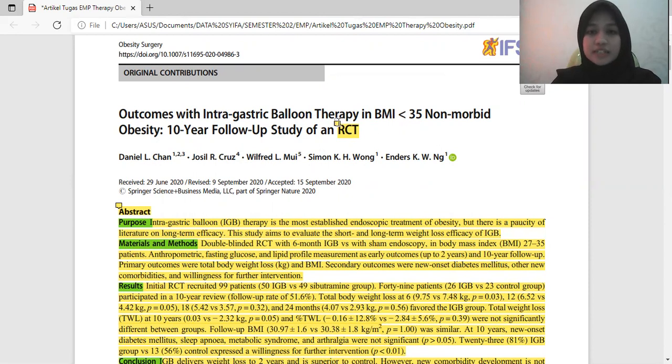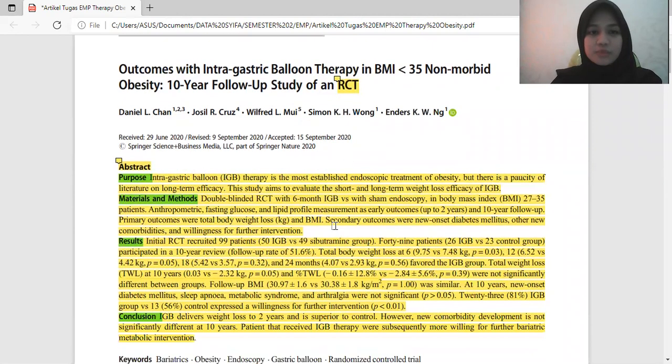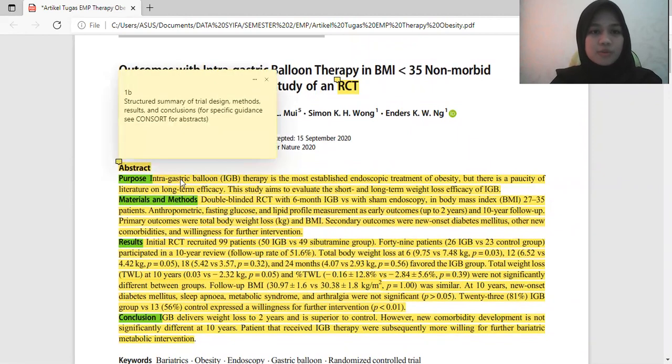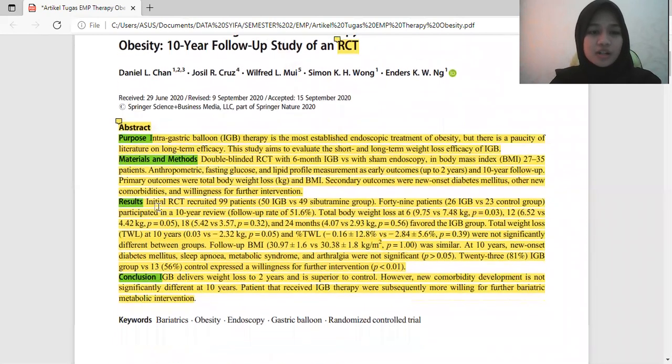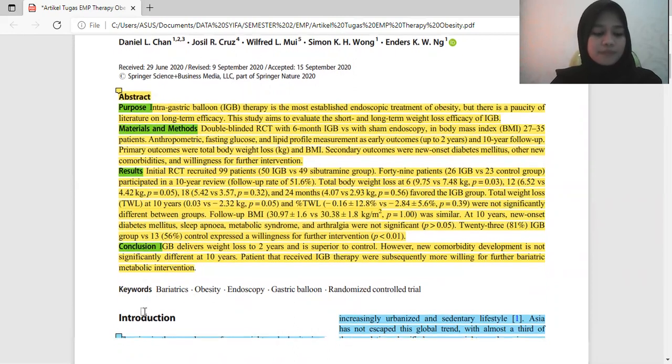So the first checklist is number 1A. The number 1A is identification as a randomized trial in the title. So we can see in the title if there is the word RCT, so the number 1A is available. Second is number 1B. The number 1B is structured summary of trial design, methods, results, and conclusion. For specific guidance, see CONSORT for abstract. So number 1B, we can see in the abstract. There is purpose, materials and methods, result, and conclusion. So the number 1B is available.